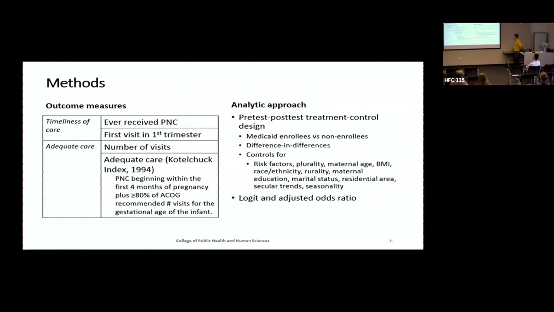For our outcomes, we examined two domains of access to prenatal care: timeliness of prenatal care and access to adequate care. In terms of timeliness, we have two variables: ever received prenatal care, and first visit during the first trimester, according to the guideline. For adequate care, we have two variables: the number of prenatal care visits during the entire period of pregnancy, and adequacy of care, which is calculated in a pretty standard way. We use an index that has been applied and validated in the literature.